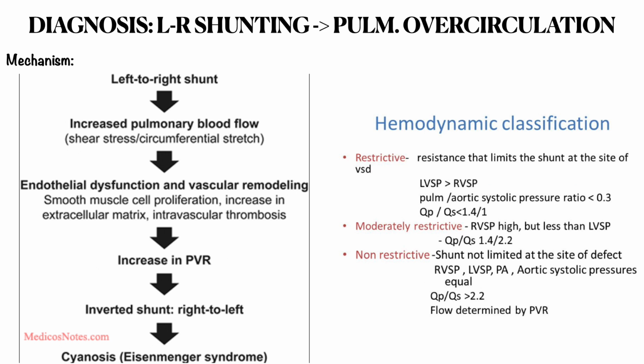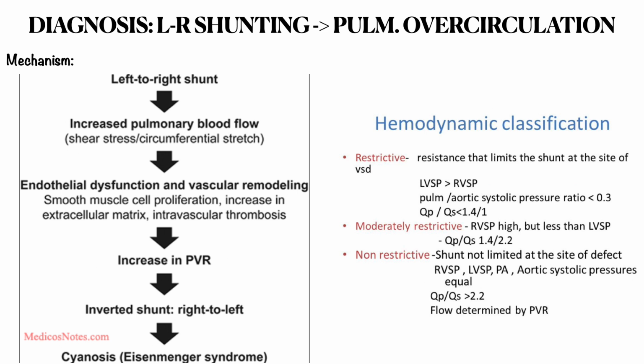So that will increase pulmonary vascular resistance, and that will cause the reversal of shunt, that is right to left, and this is called Eisenmenger syndrome. That is how the fate of left to right shunting is.